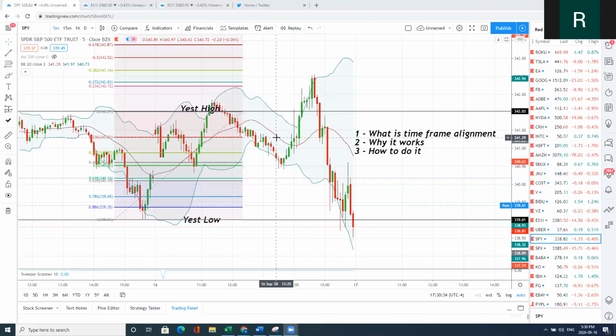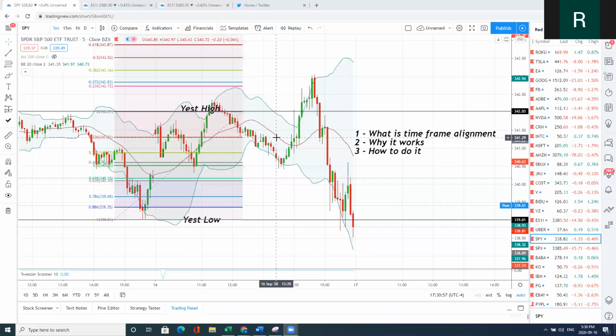Okay, so why does it work? It works because when multiple time frames are aligned, all traders are aligned, all investors are aligned, because people are trading on various different time frames. But when the signals are aligned across all time frames, it's easier for a trade to work in your direction. Also, there's more money involved on the higher time frames. There's more institutional buying on the higher time frames.